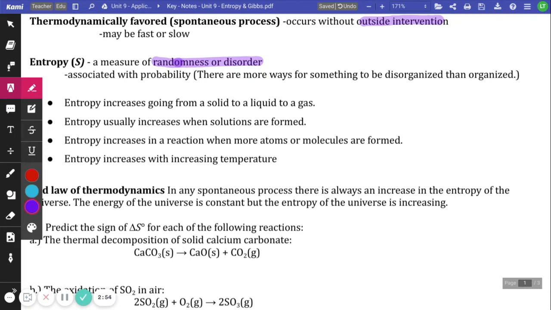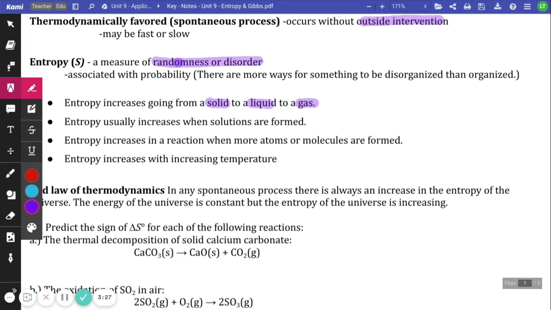So entropy increases going from a solid to a liquid to a gas. If you think about that, the particles in a solid are very structured. They're close together, they're tightly knit, and they just kind of vibrate in place. Whereas in a liquid, they are going to be moving a little bit more, so it's just more disordered. There's not organization there. And then in a gas, they're flying around any way that they can. So we see a change in entropy in phase changes.